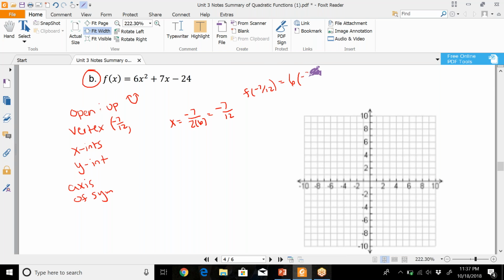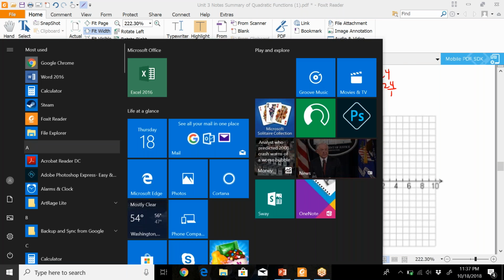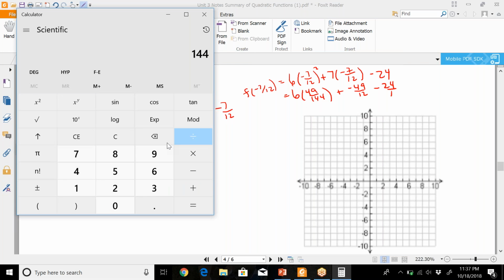So that's 6 times negative 7 over 12 plus 7 times negative 7 over 12 and then minus 24. And that's squared right there, by the way. That's going to be 6 times 49 over 144 plus negative 49 over 12 minus 24 over 1. Might as well go ahead and write that. I believe, does 6 go into 144? Let's check that real quick. So 144 divided by 6 is 24. So that's going to reduce and leave us with a 24 there.